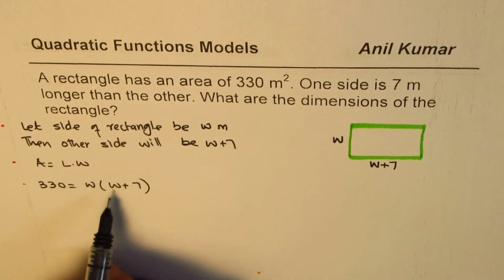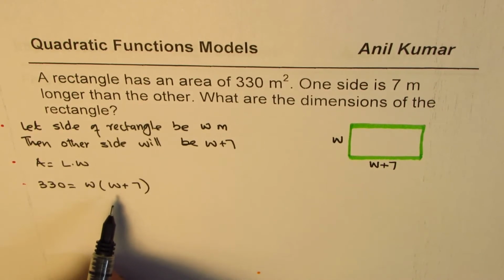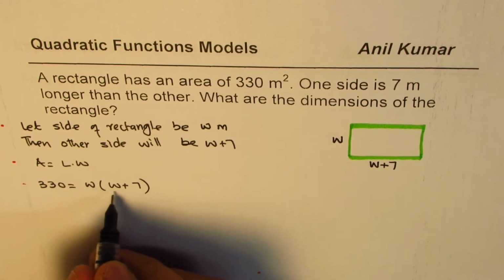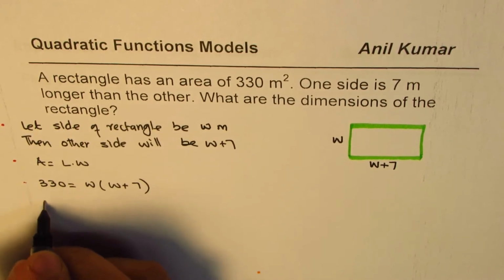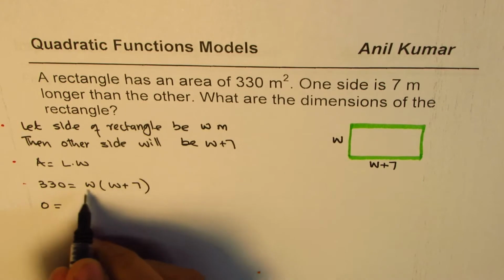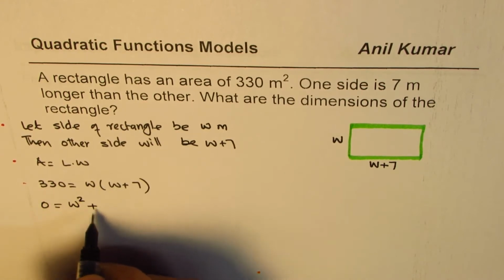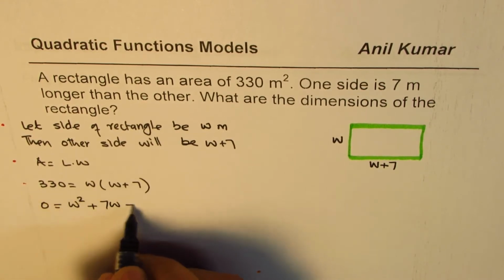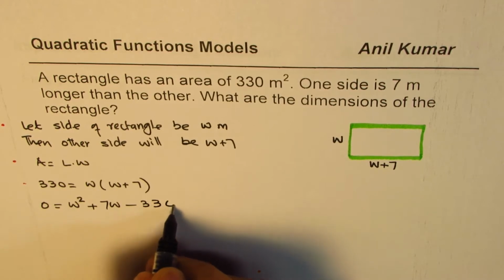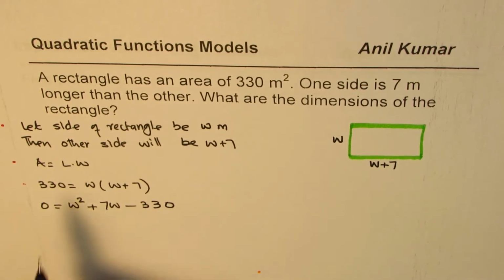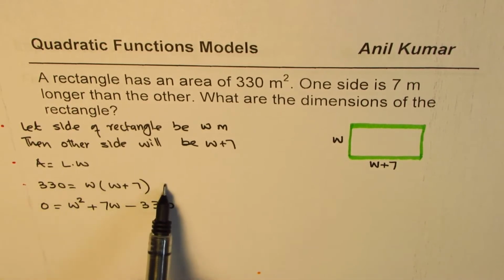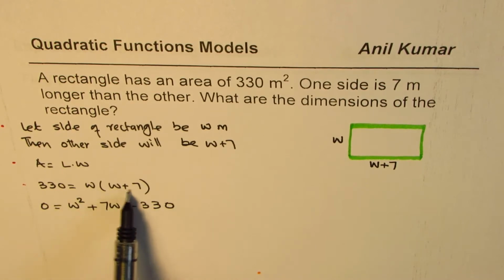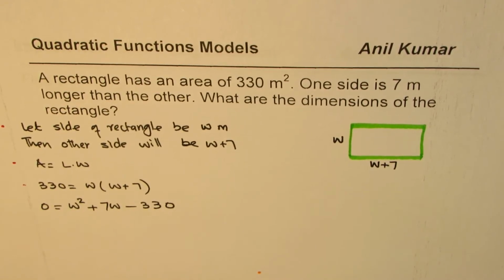Now this one is a quadratic equation. Perfect. You can always solve it for the variable. We'll expand this, bring all the terms to one side. So we can say 0 equals, when you expand, w squared plus 7w minus 330. Right, so we had two steps here. Brought 330 to the right side, opened up this using the distributive property.